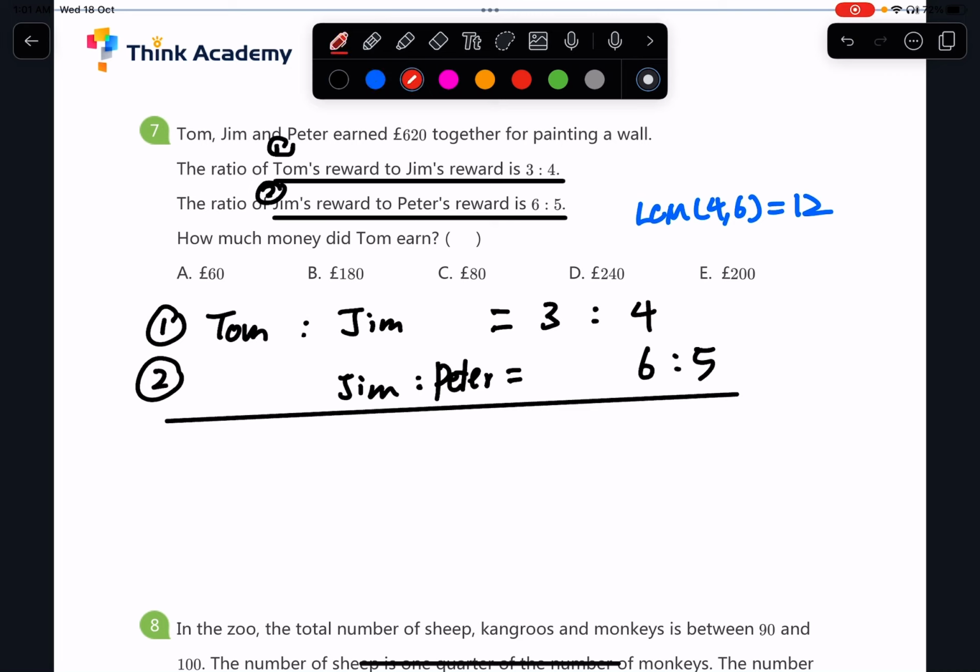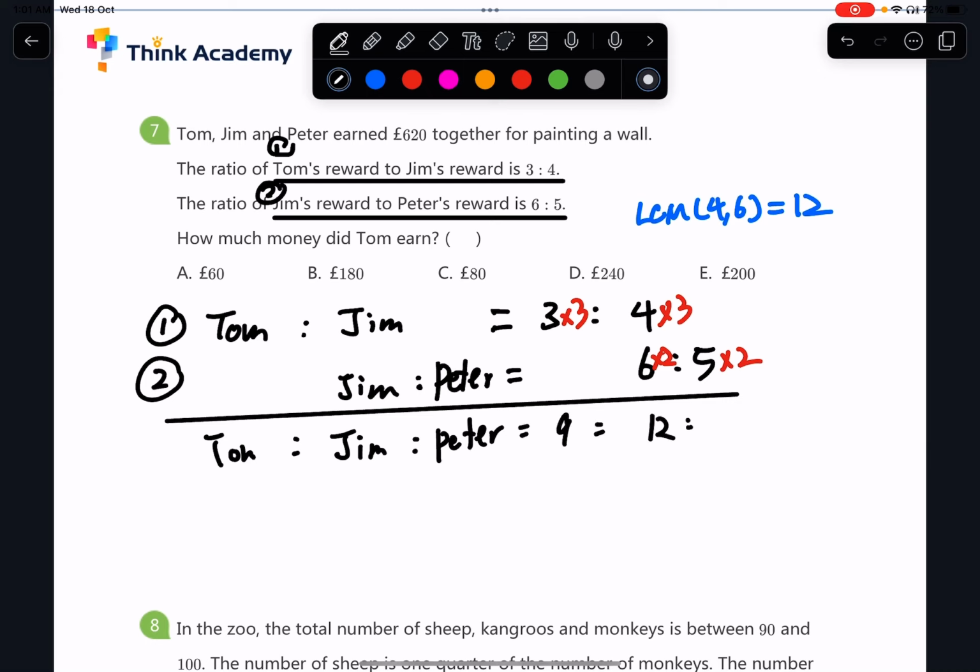So now just multiply 4 by 3, right, to make it 12. You also have to multiply the 3. So 6 multiplied by 2 to make it 12. So 5 also multiplied by 2. And after that, we have linked up the ratios already. So Tom's reward to Jim's reward to Peter's reward equals 9 to 12 to 10. So it means Tom will get 9 parts of the reward when Jim gets 12 parts and Peter gets 10 parts.